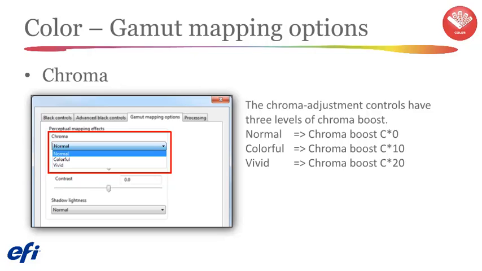The third tab is used to set options when using the perceptual rendering intent in your color transforms. The first drop-down menu can be used to boost the chroma or saturation of your output by 10 or 20 delta C levels.